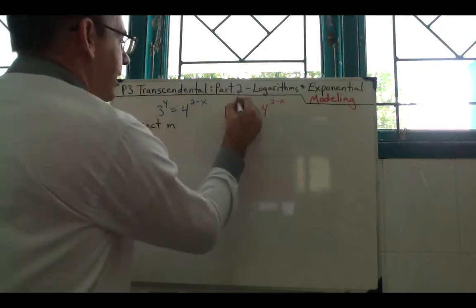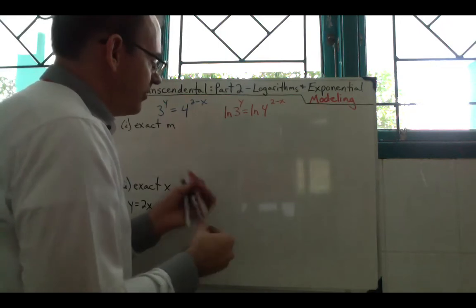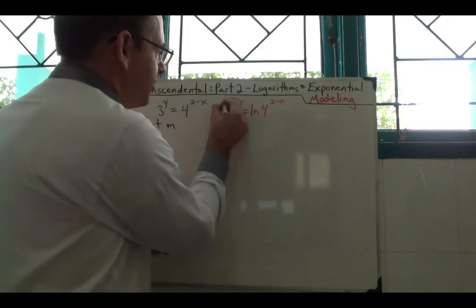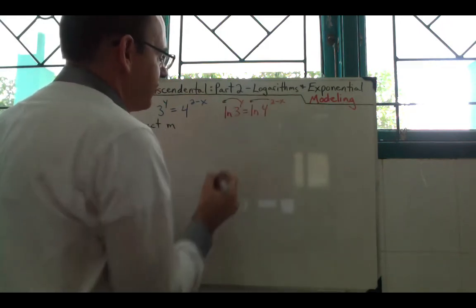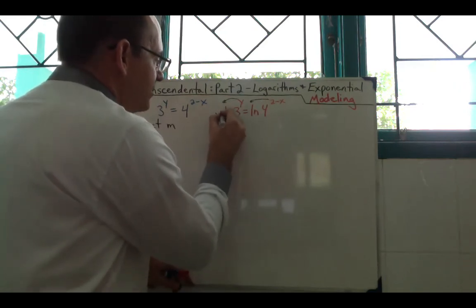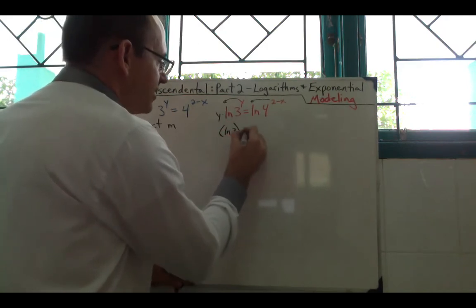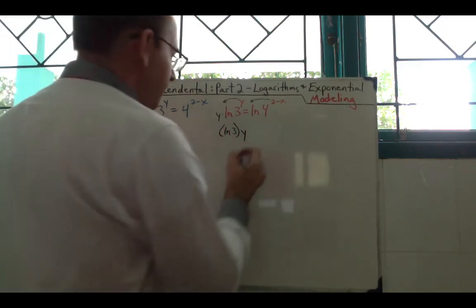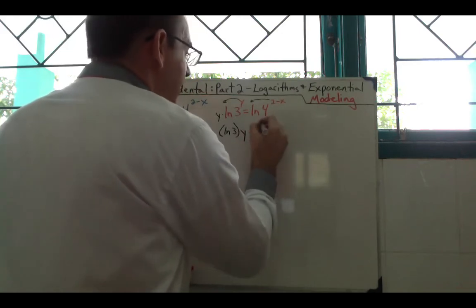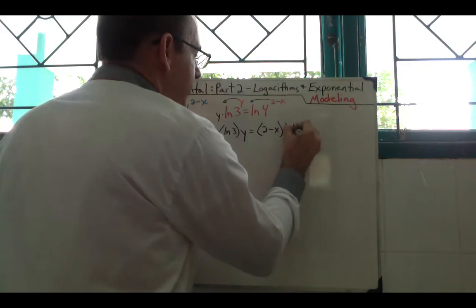And this is y here. So remember your third law of logarithms, the exponents can multiply to the front. So this is y times ln 3. I'm going to put the ln 3 in the front because it's the coefficient of the y, equals, and we have 2 minus x times ln 4.